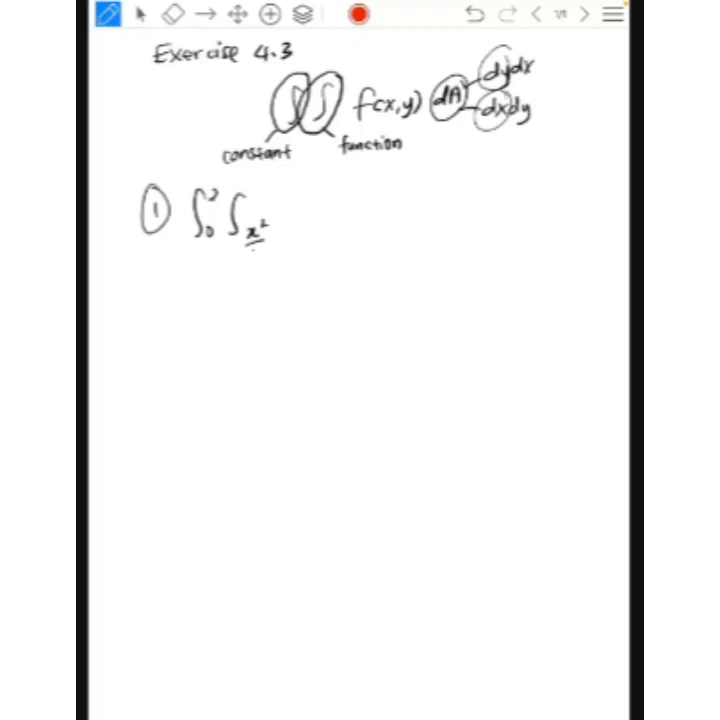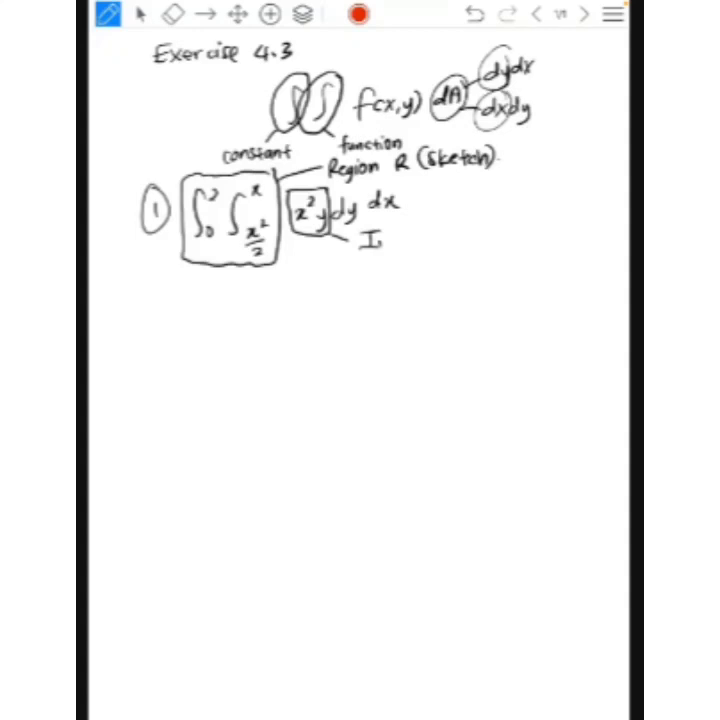The integral is from 0 to 2, with y from x squared over 2 until x, of x squared y dy dx. The question asks to sketch the region of integration and evaluate the integral. Sketching the region of integration means sketching this region R, defined by the limits. This part is what we call the integrand. The integrand is not what we sketch, do not sketch it. Usually the question doesn't ask us to sketch this. It's always the region.